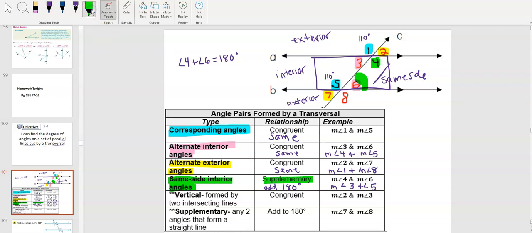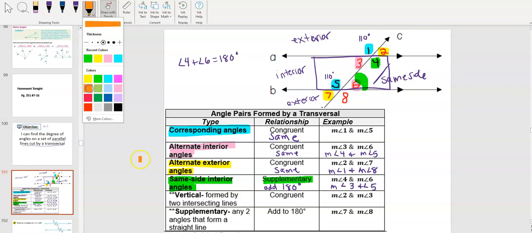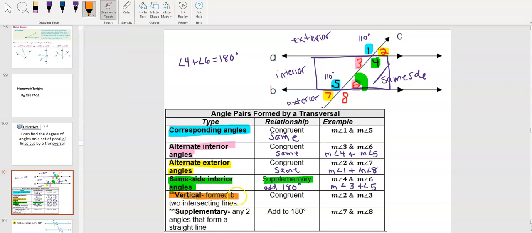Okay, grab another highlighter. All right, vertical angles are formed by 2 intersecting lines. It does not matter which 2 lines it is. So you can have 2 lines like this. You can have 2 lines like a transversal and a parallel line. But as long as 2 lines intersect, you can find a pair of vertical angles. Now, vertical angles are congruent to each other, and they are opposite from each other.